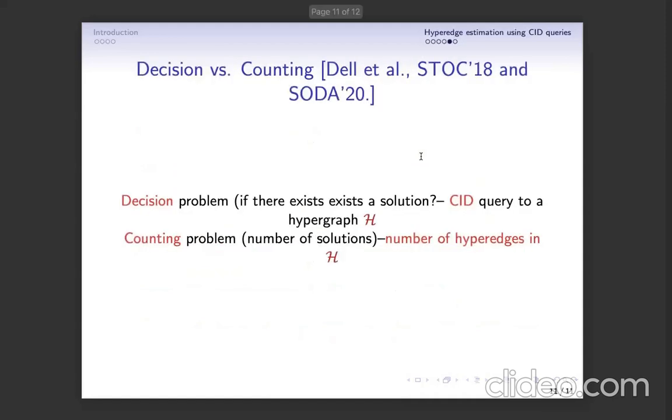Apart from the combinatorial nature of this problem, these problems are also interesting due to their connection to decision versus counting problems. The decision problem corresponds to a colorful independent set decision oracle to a hypergraph H, and the counting problem corresponds to the number of hyperedges in the same hypergraph H.